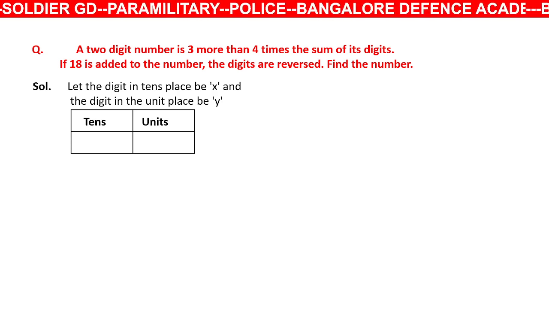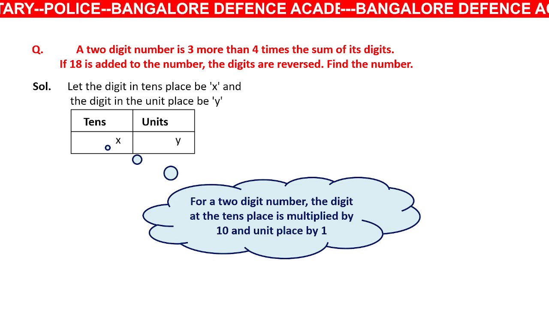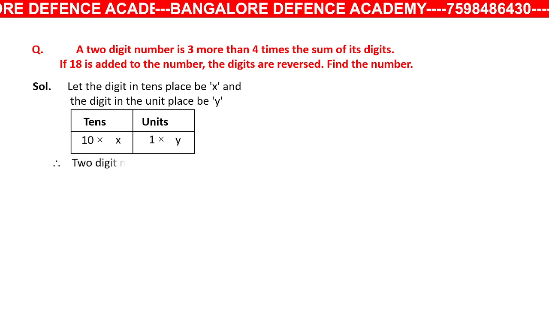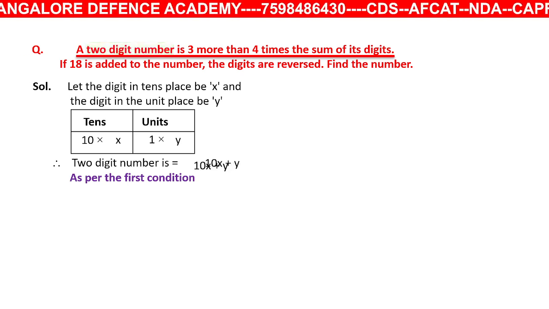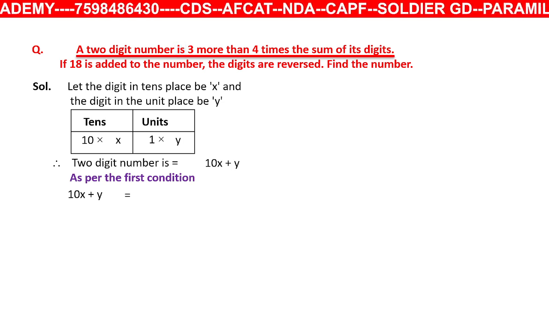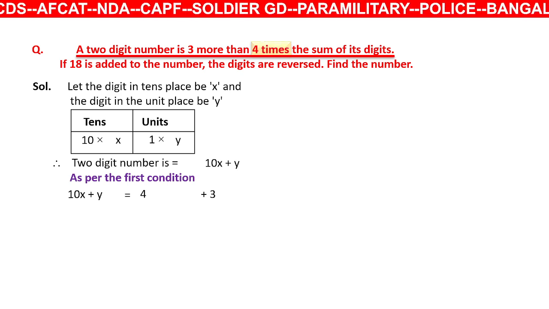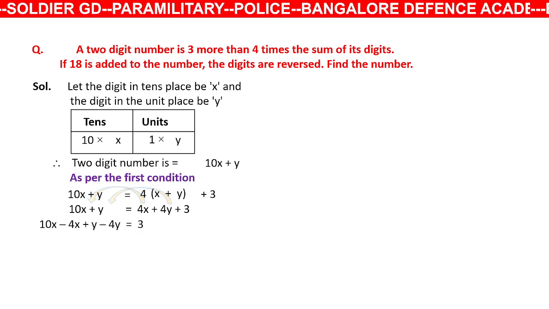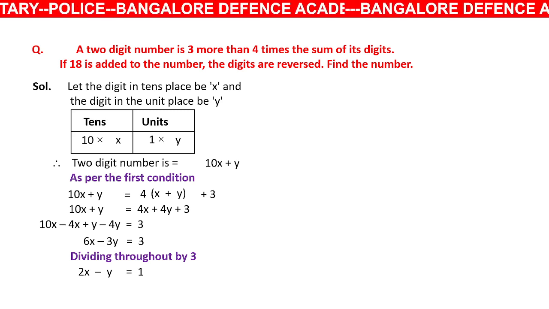Okay. So now what happens? Let the digit in tens place be x and the digit in unit place be y. So for a 2-digit number, the digit at the tens place is multiplied by 10 and unit place by 1. So this becomes 10x and y. So the 2-digit number is 10x plus y. As per the first condition, the 2-digit number is 3 more than 4 times the sum of its digits. That means the number is equal to 3 more than, that means add, 4 times the sum of its digits, that means x plus y. So when I simplify this, I get the answer as 2x minus y is equal to 1. So this is the first equation.